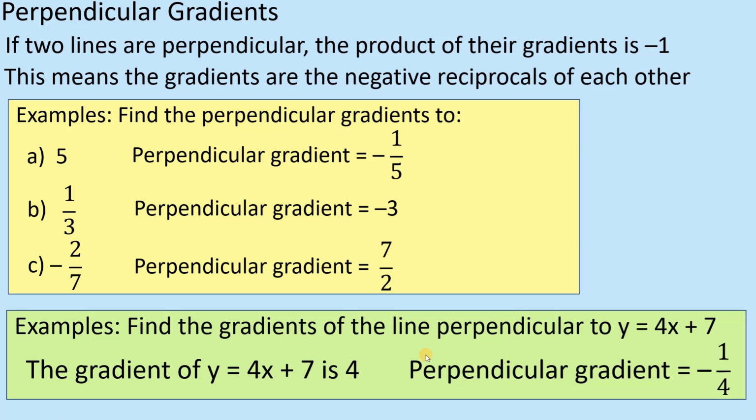So there you go. The perpendicular gradient is -1/4. That is the basis for another lesson we're looking at in terms of perpendicular gradients. It is a negative reciprocal of something.